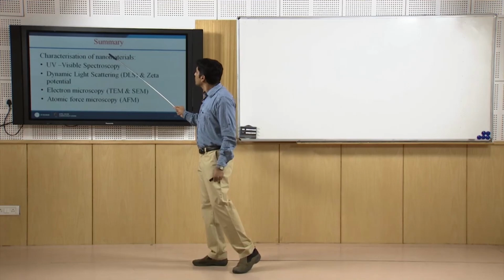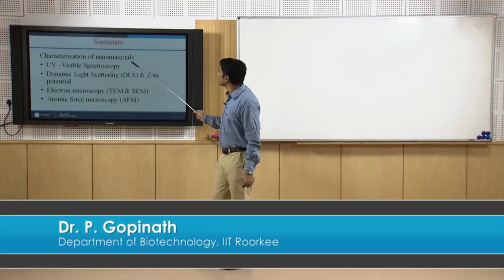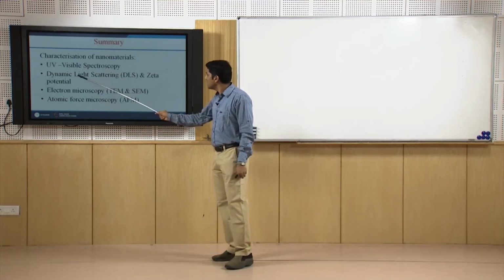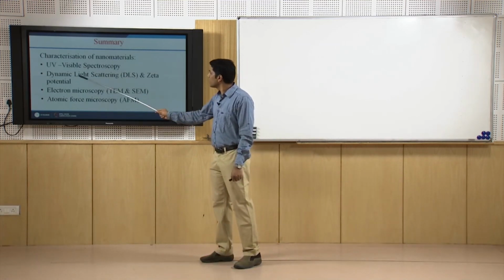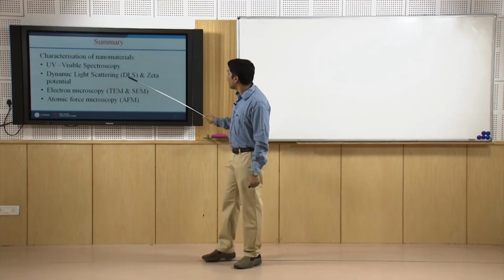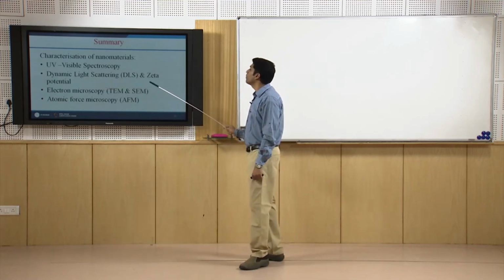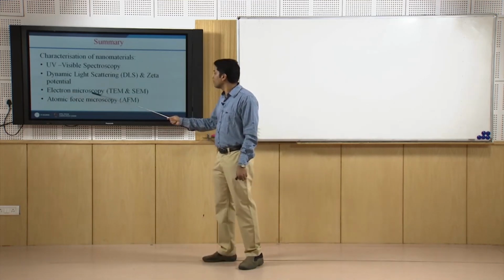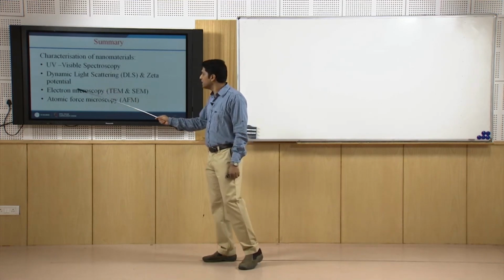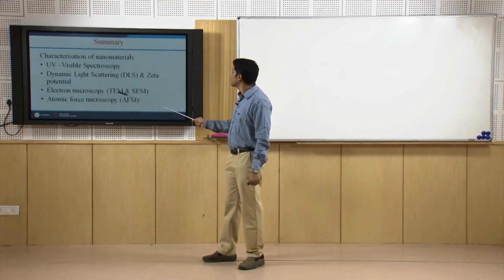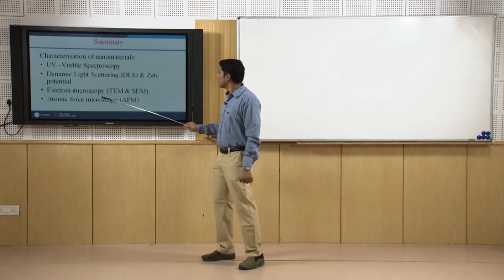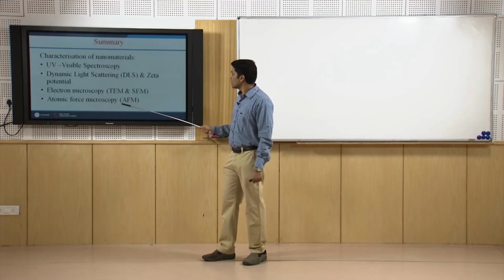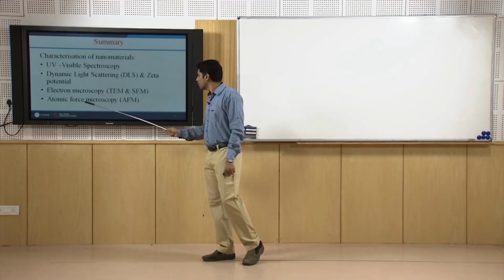As a summary, in this lecture we have learned how to characterize the nanomaterials using UV visible spectroscopy, and also how to study the hydrodynamic size of the nanoparticle using DLS, that is dynamic light scattering, and how to study the stability of the nanoparticle using zeta potential, and we have also learned how to prepare sample for electron microscope and how to study the sample using transmission electron microscope and scanning electron microscope, and we have also learned how to prepare sample for atomic force microscopy and what are the various modes available in atomic force microscopy.